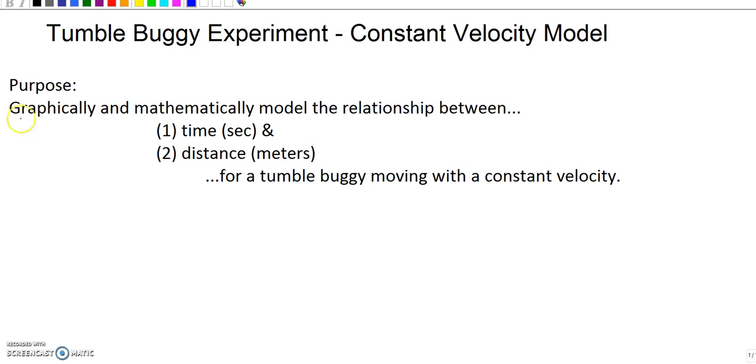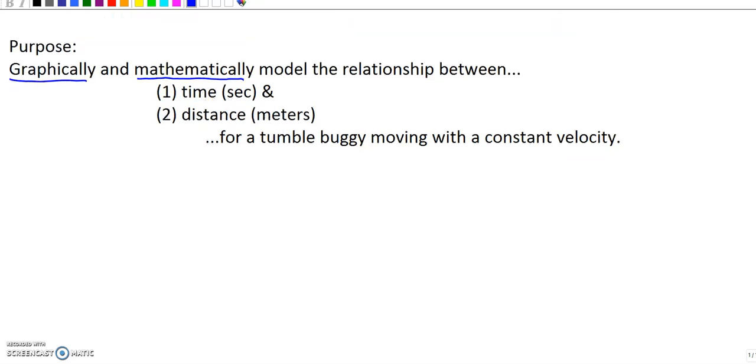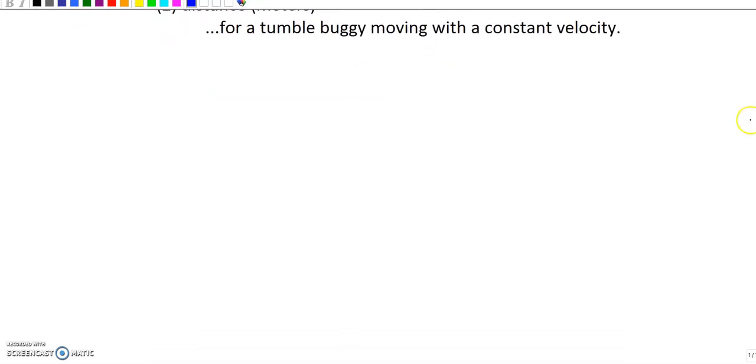The purpose was to graphically model the relationship between time and distance, and then using that graph, we could create a mathematical model of the relationship between time and distance for the tumble buggy, which was an object moving at a constant speed. So we start off by collecting data, with which we get graphs.